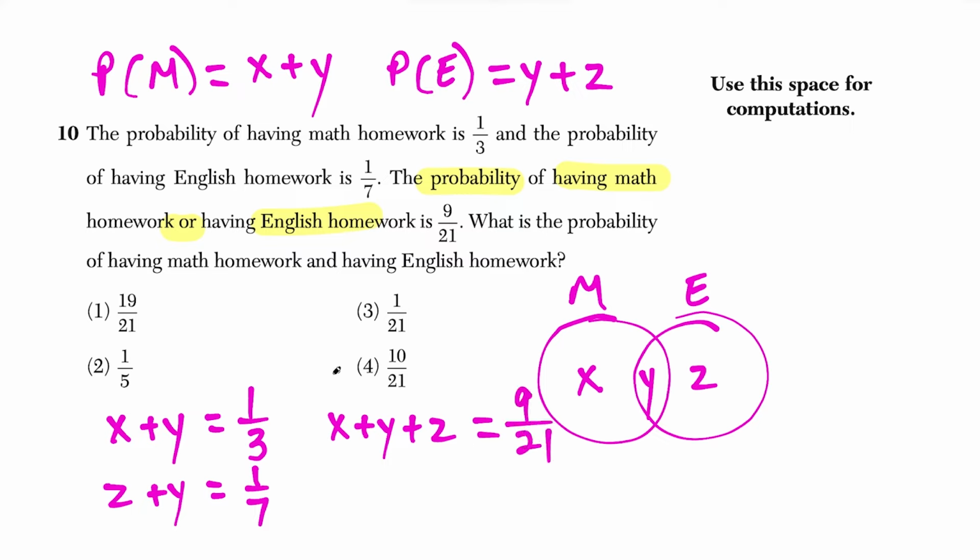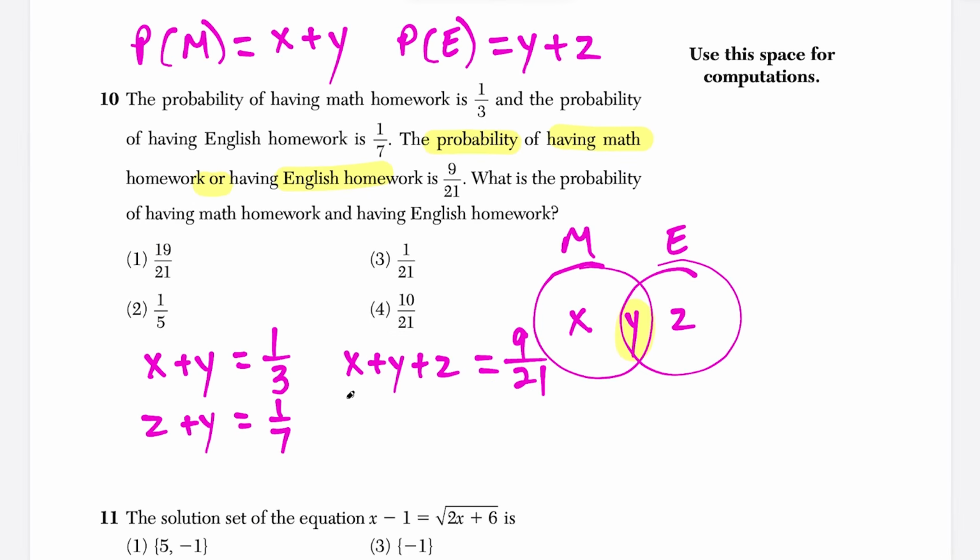So from here, there's a few ways we could go forward, but our ultimate goal is to solve for the probability of having math and English homework. So we're looking for the variable Y here. So now we could just start solving these equations. So to solve for the variable Y, I'm looking at this big equation here. It's the most complicated one, but I notice there's an X plus Y right here. And we know from over here that X plus Y equals 1/3. So I could just make a substitution and say 1/3 plus Z is equal to 9 over 21. And for this, I could just do minus 1/3 on both sides.